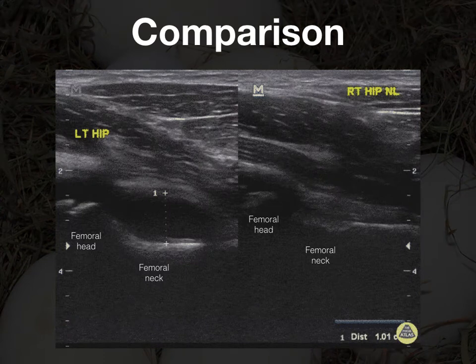For example, here's a case of a 7-year-old presenting with left hip pain and fever. The left and right images are both long axis views of the femoral head and neck. Looking at the left, we notice a significantly larger effusion compared to the right. This was diagnostic, and an ultrasound-guided arthrocentesis confirmed the diagnosis of a septic joint.